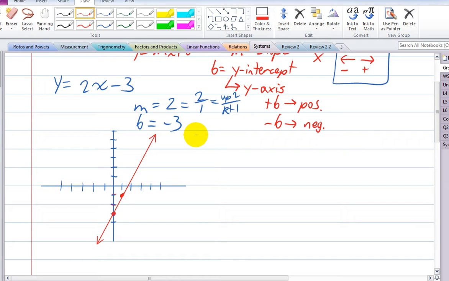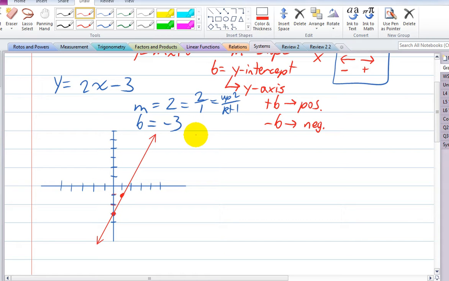Now in your homework, you'll have the edge of a grid, so you're welcome then just to touch the edges. But for us, we want to have arrows to show it goes forever. Yes, Michaela? Oh, okay. Good. Any other questions?